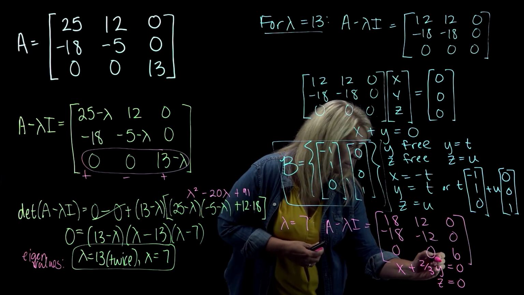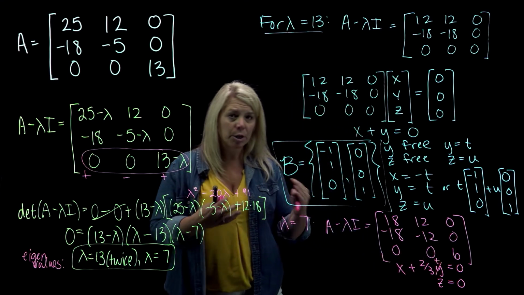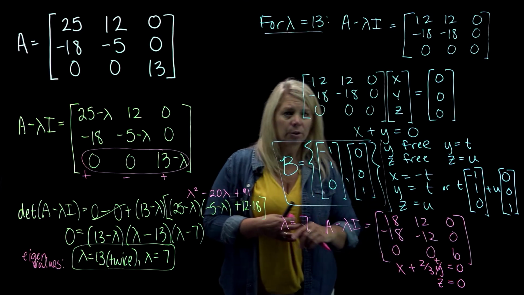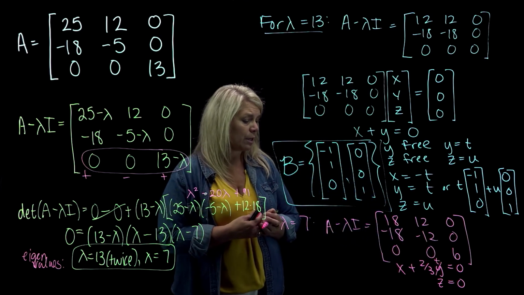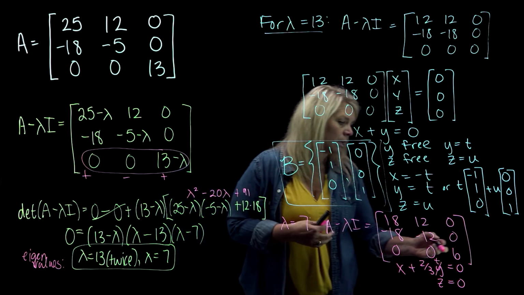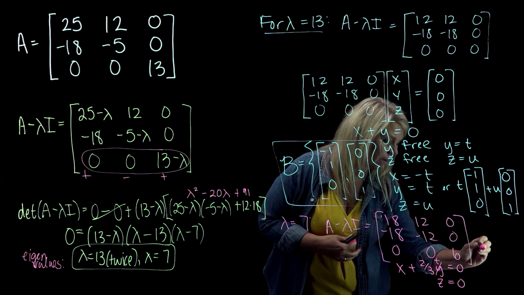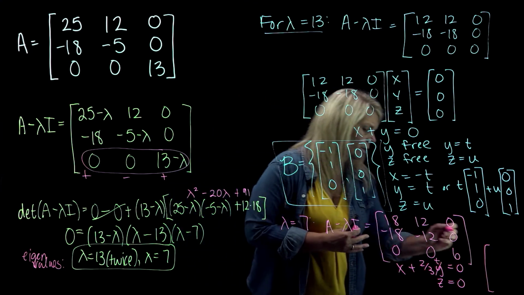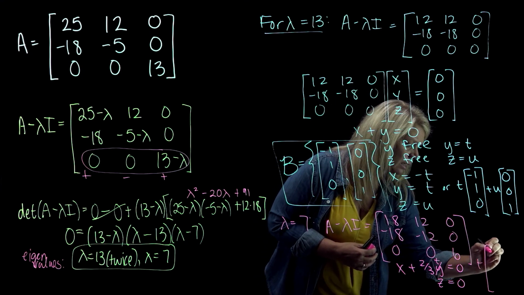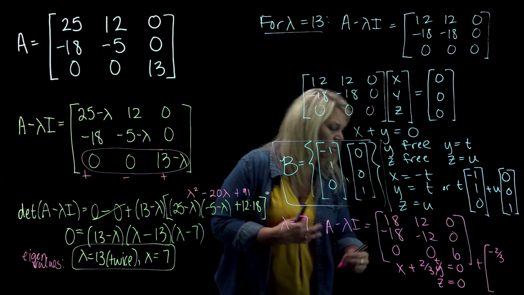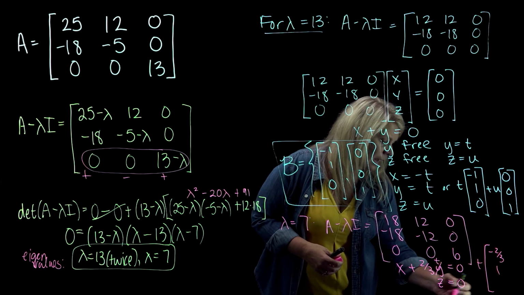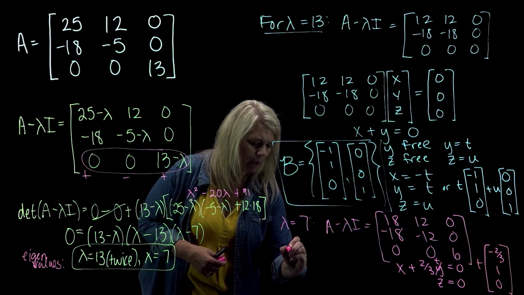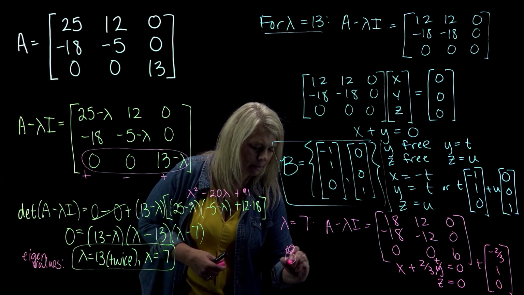So you can let y be t, and x in terms of t. And then what you're looking for is your solution written as a linear combination of vectors. So for this one, I would have x equals negative 2/3 t. So t times negative 2/3, y is t, and z is 0. So this is a basis for this eigenspace.